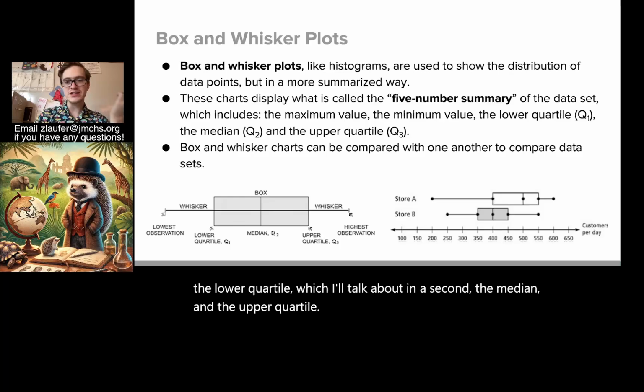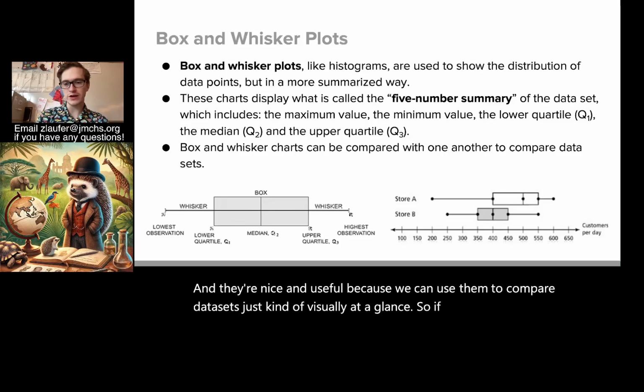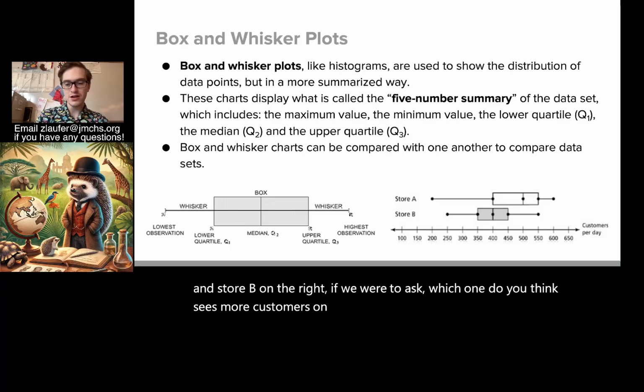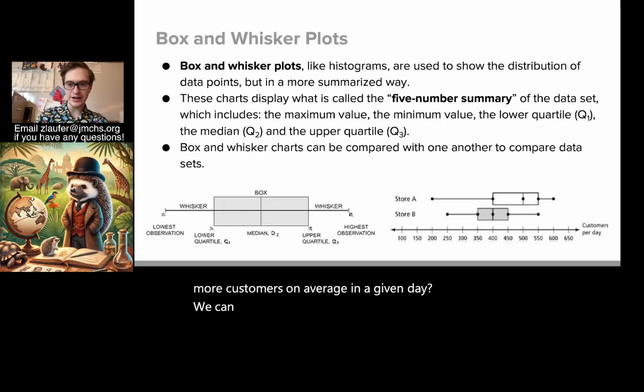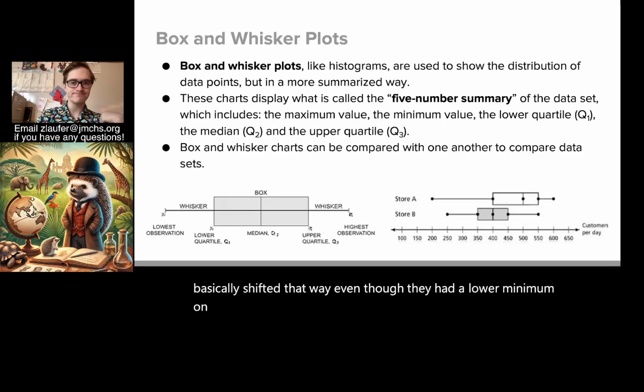And they're nice and useful because we can use them to compare data sets just kind of visually at a glance. So if we look at like store A and store B on the right, if we were to ask which one do you think sees more customers on average in a given day, we can just look and say, oh, store A, because the whole box is basically shifted that way, even though they had a lower minimum, on average they have way more.